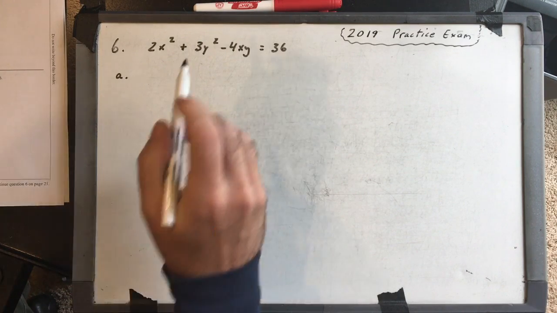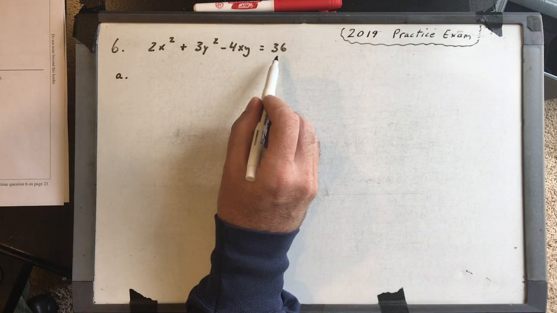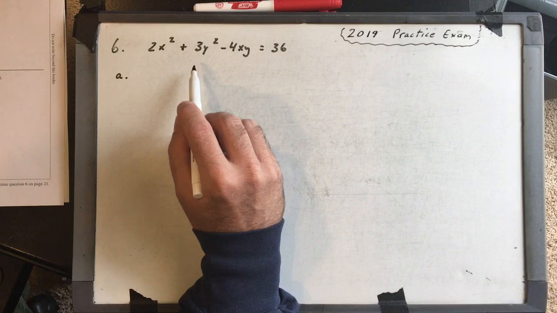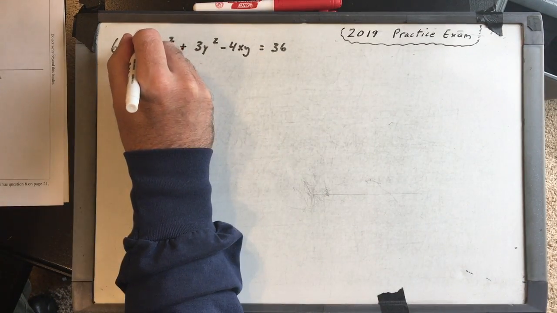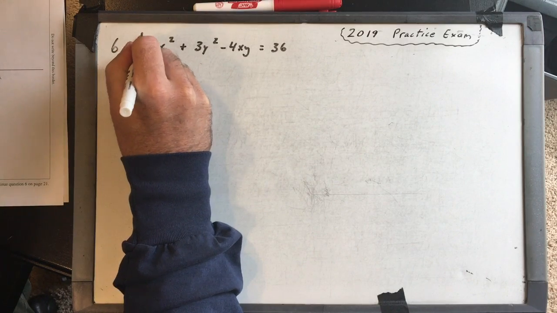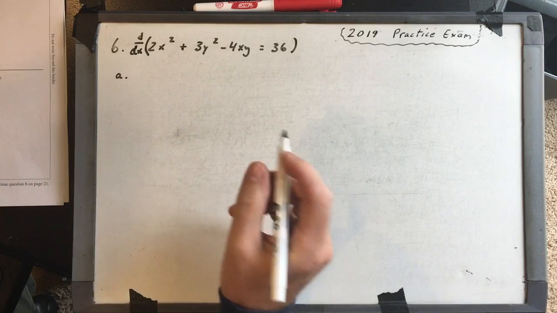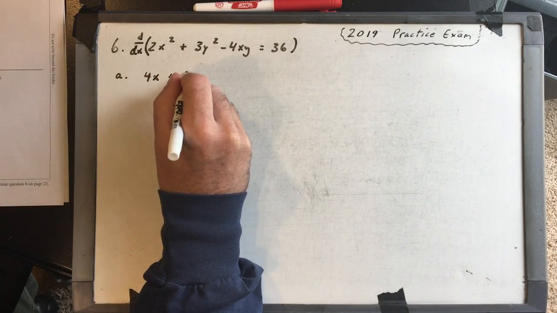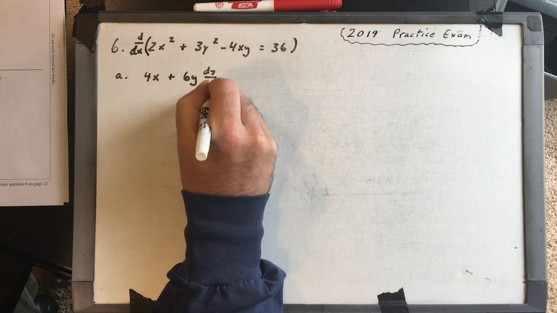So it says, consider the curve 2x squared plus 3y squared minus 4xy equals 36. It says, show that dy/dx is (2y minus 2x) over (3y minus 2x). So what we have to do is differentiate this curve with respect to x. So implicit differentiation. So we have 4x plus 6y dy/dx.